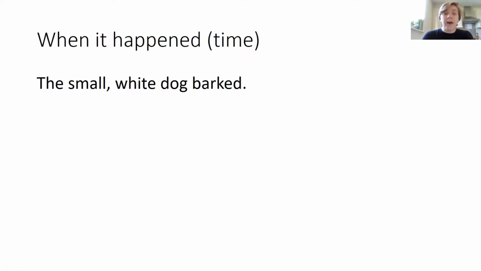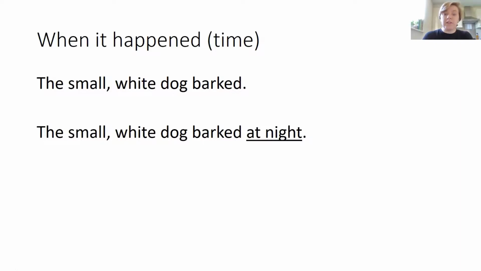So we can have when it happened. The small dog barked at night. The small, white dog barked at night. At night tells me the time that it happened, and it tells me the time when the barking happened. So it describes this verb here.